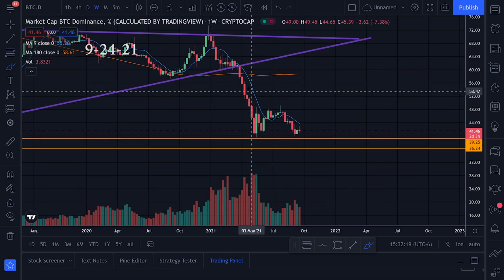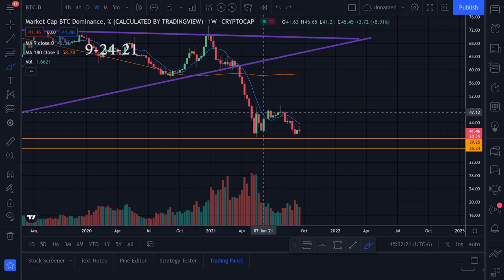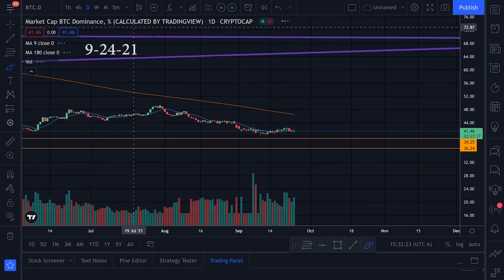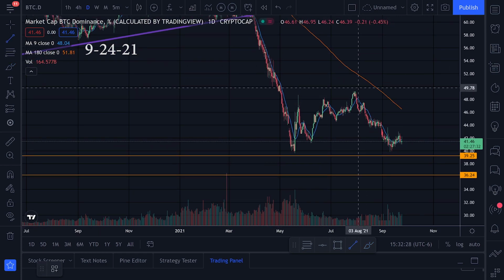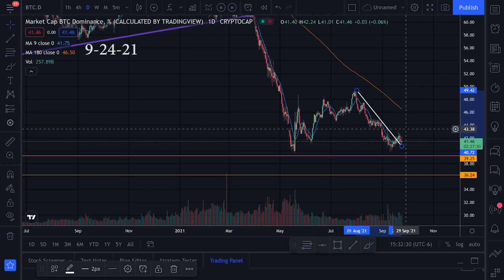And it's possible that in one of these other time frames, we start coming back up sooner than we think. So yeah, we're going to have to keep an eye on that. Like I was talking about on that daily time frame, we have this downtrend right here, and it looks like we're kind of breaking it.